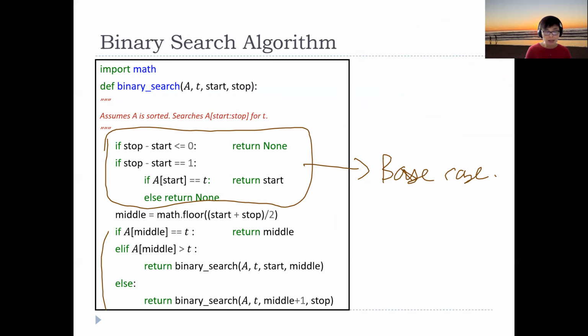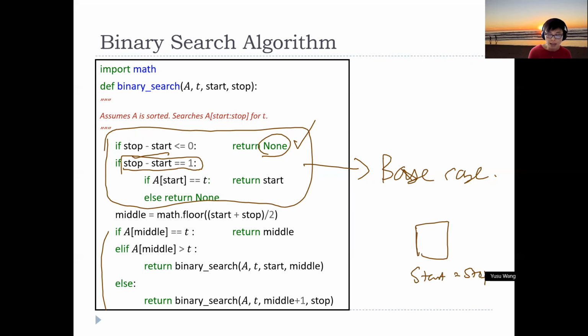Okay, so let's just check. Well, if your current array is already empty, you don't have anything, that means I couldn't find it. So obviously, in that case, I need to return none. Okay. If your current array only has 1 element, so you already shrank yourself down to only 1 element here, where start equals stop. Okay. What does it mean? I just check what is here.